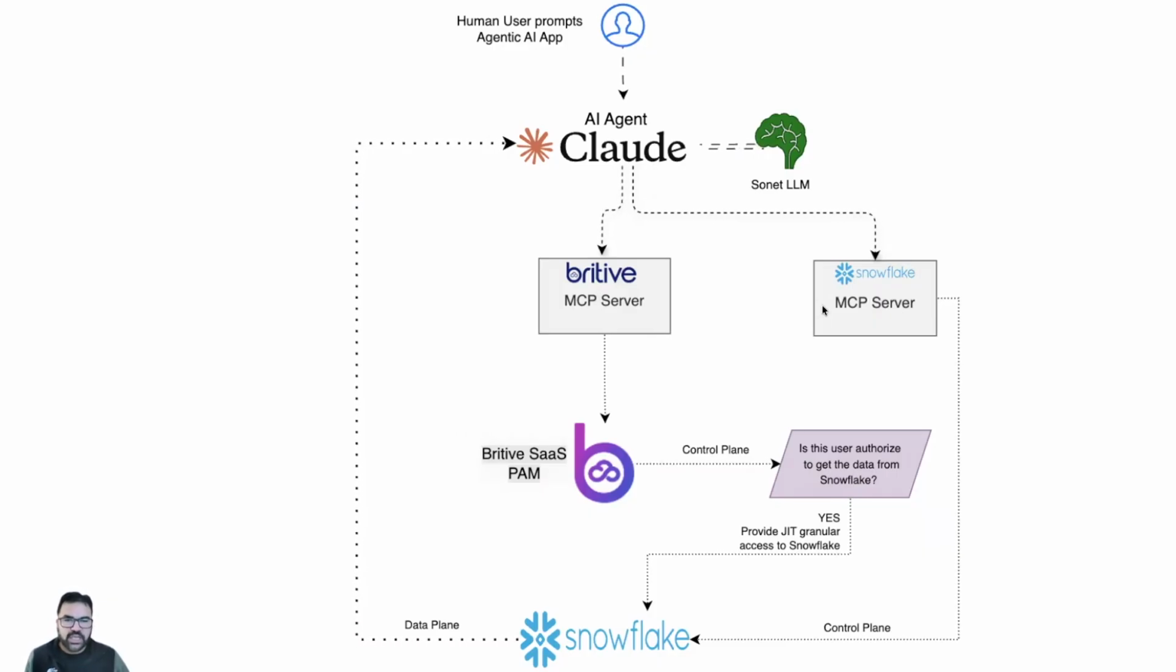Brightive's AI policy engine checks context, and if approved, Brightive SaaS PAM issues just-in-time scoped ephemeral permissions to Snowflake. Access is granted only for the minimum required privileges and only for a short time window. Claude then retrieves the requested data through the temporary permissions, and when the job completes, Brightive automatically expires access and logs the full audit trail. If the user or the request isn't authorized, access is denied and no data leaves Snowflake. This flow ensures Agentic AI operates safely, is intent aware, is policy governed, with zero standing privileges, and is fully auditable.